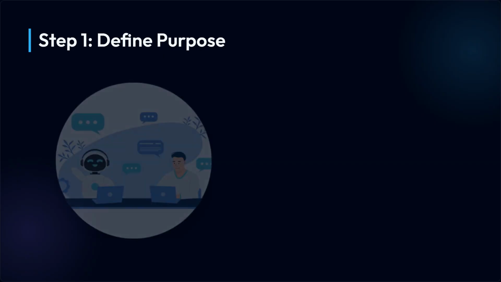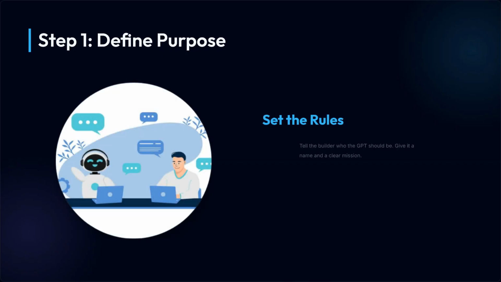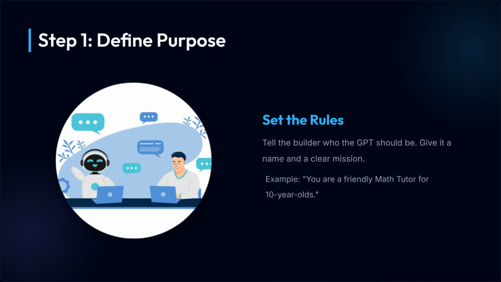Step 1 is defining the purpose, or setting the rules. Tell the builder who the GPT should be, giving it a name and a clear mission. For example, you are a friendly math tutor for 10-year-olds.